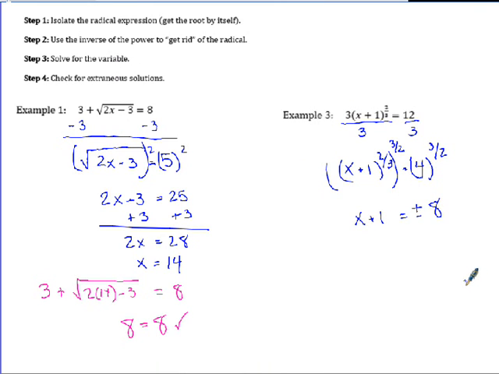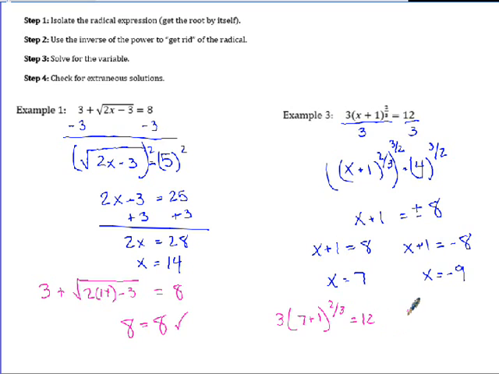Alright, and so just like we did in past units, I'm going to set that up as 2 different equations. So I have x plus 1 equals 8. And then x plus 1 equals negative 8. And then I'm going to solve both of these by subtracting 1. So x equals 7 and x equals negative 9. I have to check both of those to make sure they are not extraneous. So I'm going to plug 7 into my original equation. Alright, and then I'm also going to plug negative 9 into my original equation.